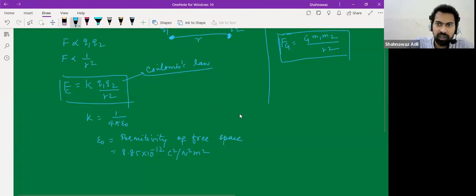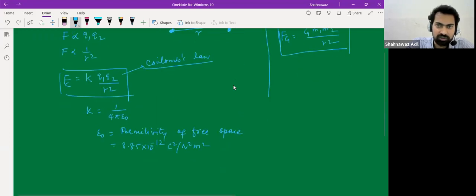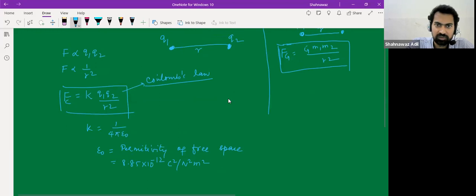Are you also noting this down? Just quickly note this down, and then we will do the derivation of Coulomb's law in vector form. Okay, done, Saad. No, sir, one second.